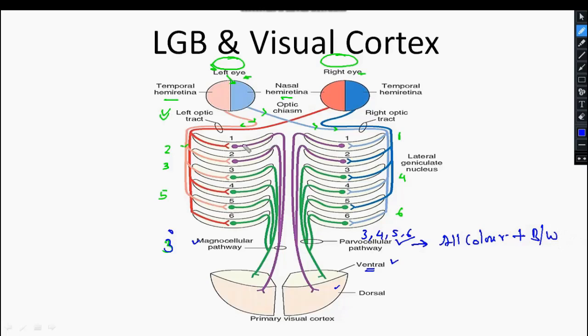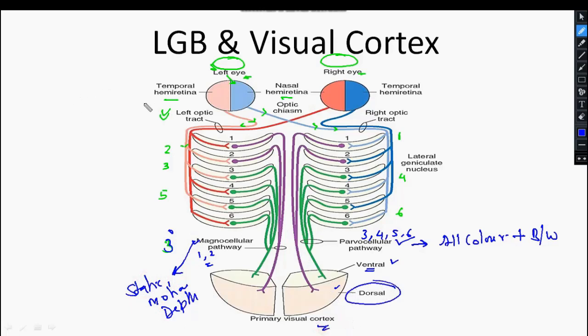whereas the fibers from the first and second layer of this lateral geniculate body come out as the magnocellular pathway, and this is responsible for static motion and depth detection, and this ends at the dorsal part of the visual cortex.